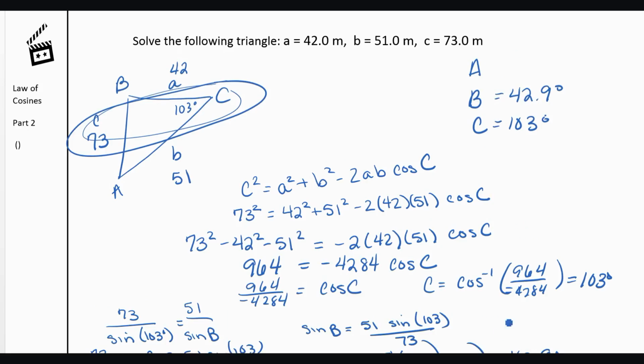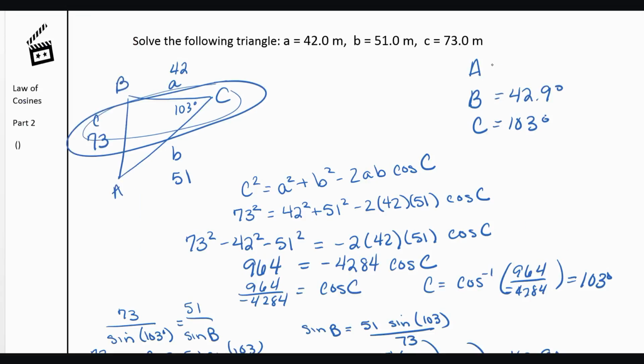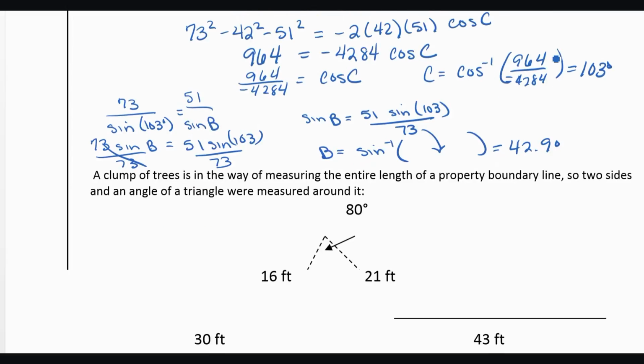Okay, and now we can use the fact that the interior angles add up to 180. So 180 minus 42.9 minus 103 gives us 34.1 degrees. Okay, so that's an example of how we would solve a side-side-side triangle. And we can use these in applications.